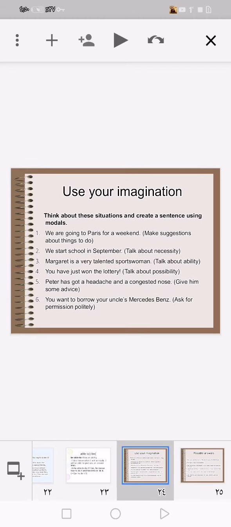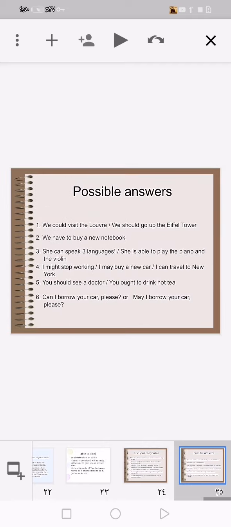Number 5: Peter has got a headache and a congested nose. Give him some advice. أعطيه بعض النصائح أو نصيحة. فنمبر 5: you should see a doctor. You ought to drink the hot tea.